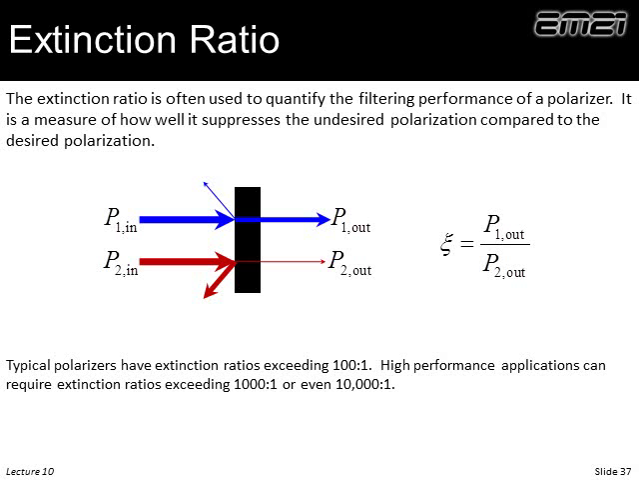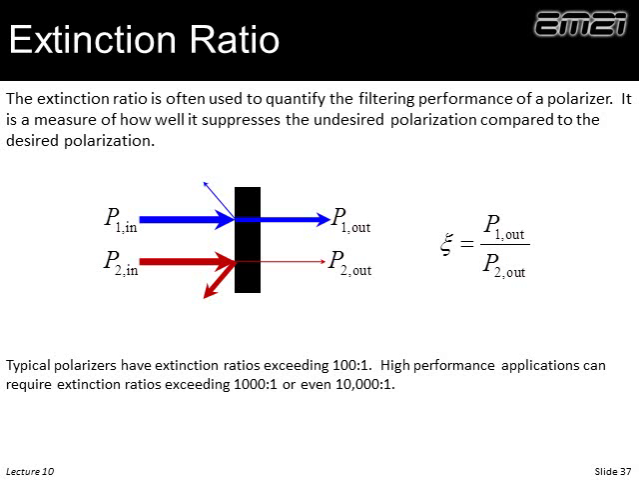We need a metric for how good a polarizer works, and what's used is what's called the extinction ratio. So imagine we have two polarizations that hit our polarization filter, and for one of the polarizations, a lot gets through. Some probably reflects, but for the other polarization, a lot reflects and only a little bit gets through. If we look at the ratio of these powers, we call that the extinction ratio. So typical polarizers have extinction ratios maybe on the order of 100 to 1, but there are really, really high performance polarizers that have extinction ratios approaching 10,000 to 1. And there are probably ones even higher than that.